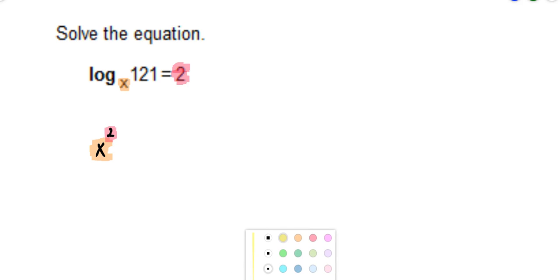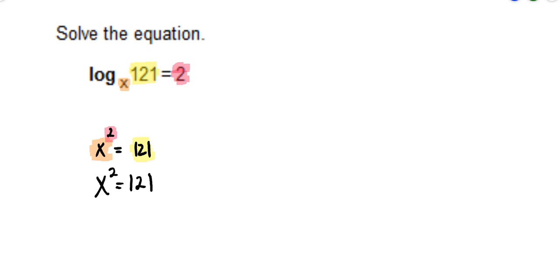And the expression inside the log is what my exponential will equal. So now I have an equation with exponents instead of logs. X squared equals 121. I can solve this by taking the square root of both sides. The square root and the square cancel each other out. I'll gain that plus or minus symbol on the other side, and the square root of 121 is 11.